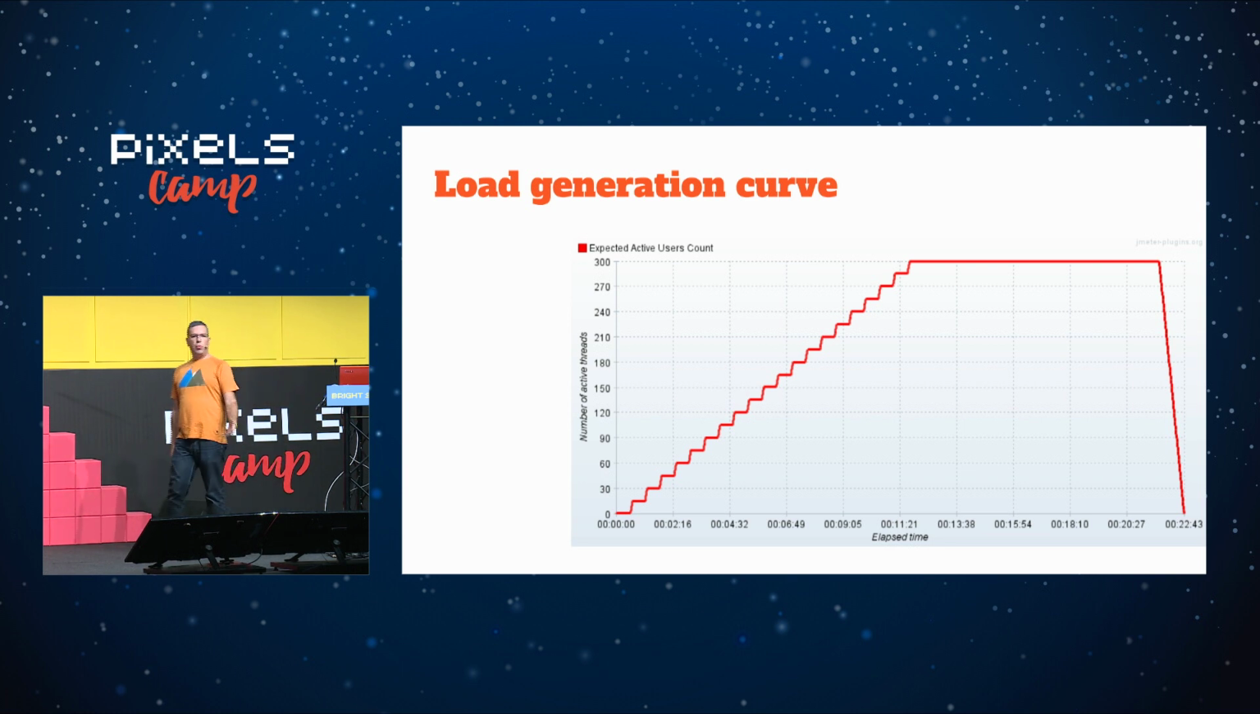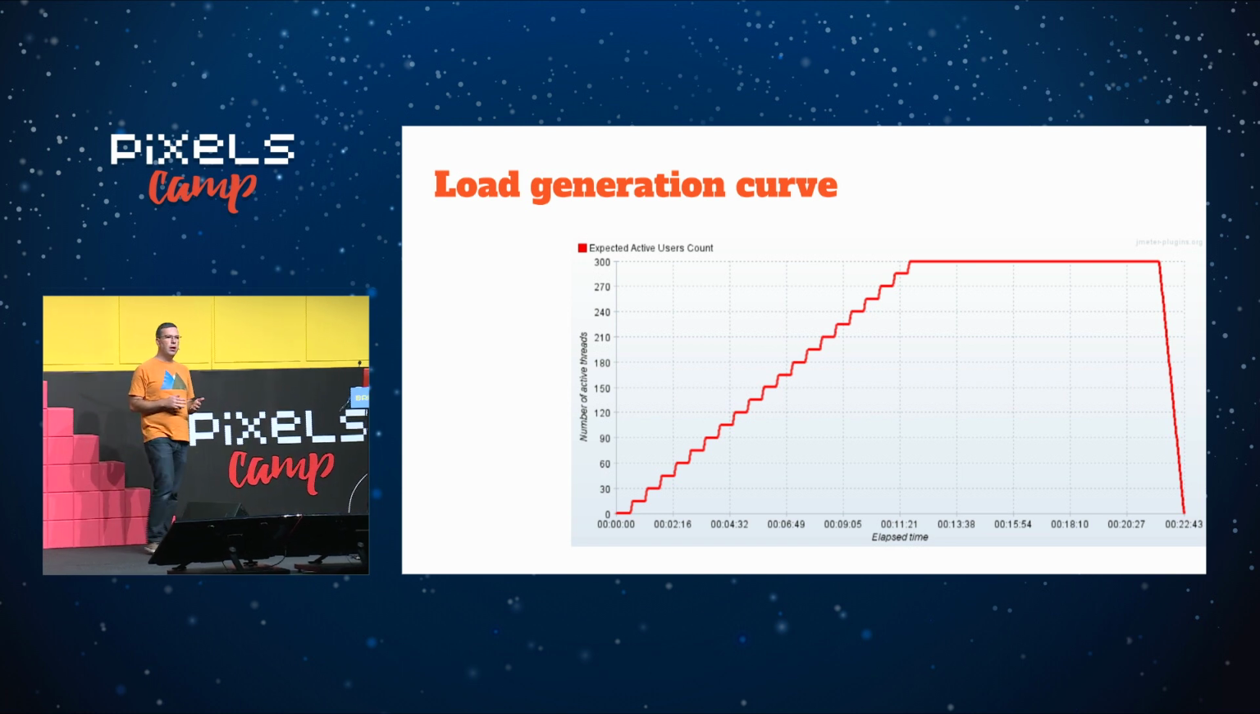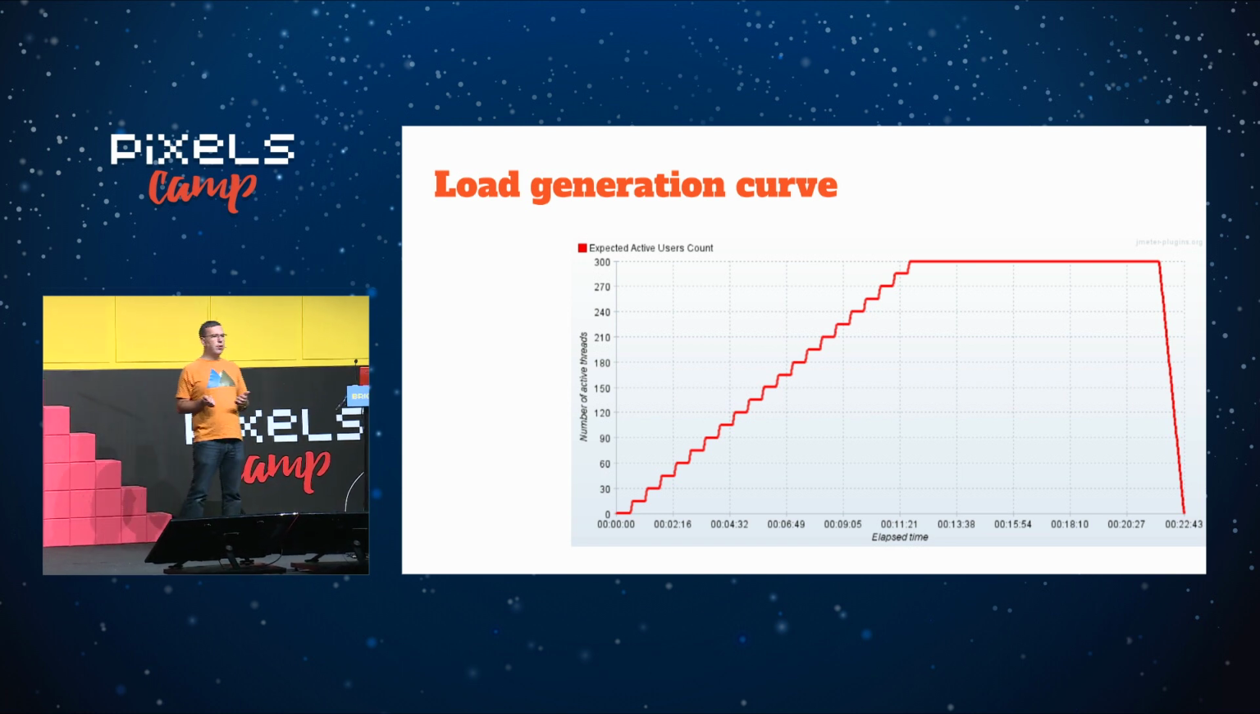So what about when we are preparing a load test plan? How should our load generation curve be? JMeter, for instance, supports various configurations of load generation curves. You can have the basic one, which is a fixed number of users. So you start your plan with 100 users making 1,000 requests each. That could be a plan.